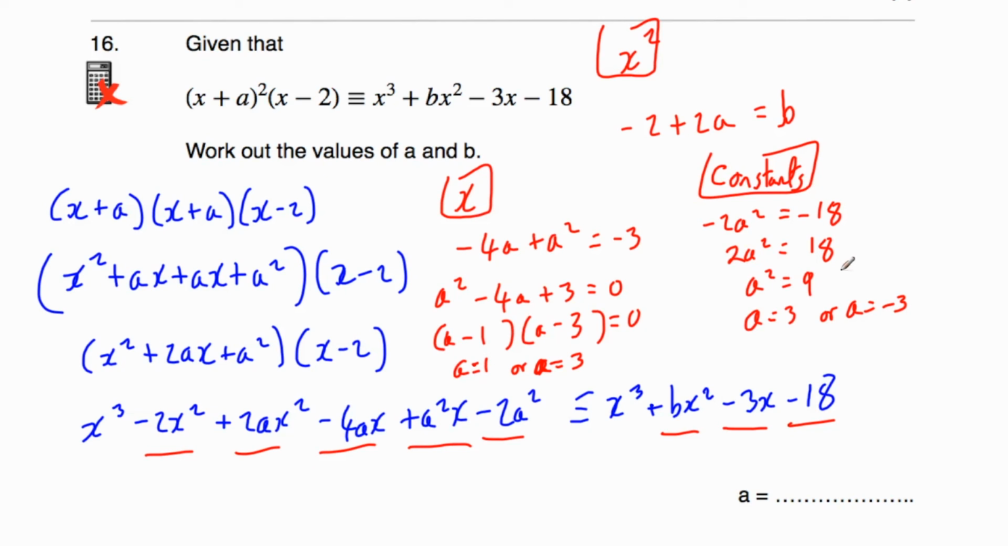And here we've got a is equal to 3 or negative 3. Now that means that a would have to be equal to 3, because it can't be equal to 1, because it wouldn't work for the constants, and it can't be equal to negative 3, because that wouldn't work for the x's. So that means that a has to be equal to 3.